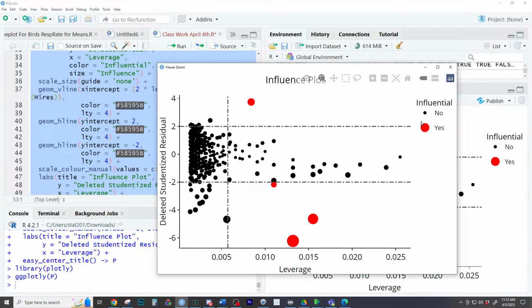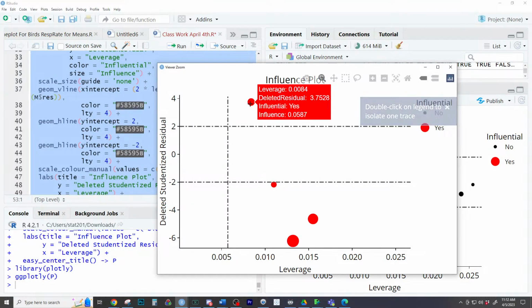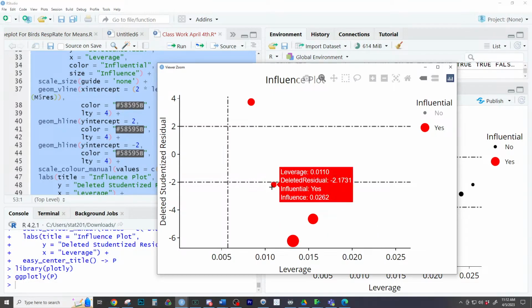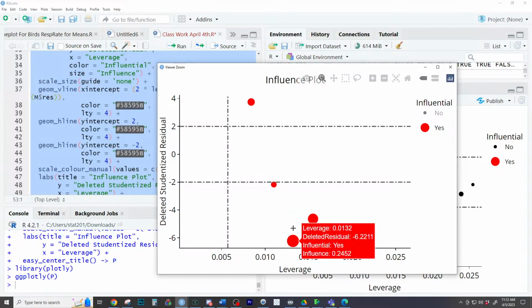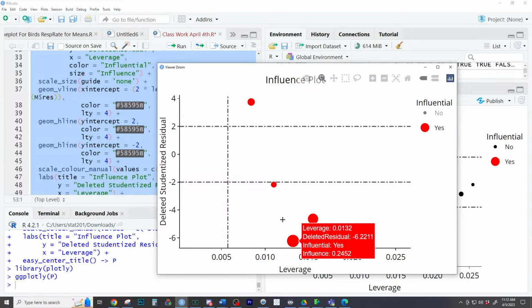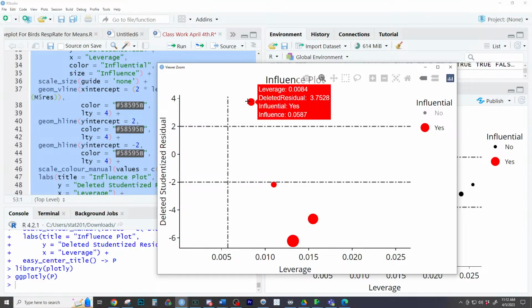Which we can now actually just turn off the non-influential points and focus in on just these and actually see those values we calculated. So what's really neat about this is if you look at this point right here, you can actually see its influence is 0.2452, and this one has an influence of 0.026. So this point right here is actually about 10 times, if you look at the ratio 0.02, 0.2, it's almost 10 times more influential. So this is a super duper influential point. This one is the second most influential.